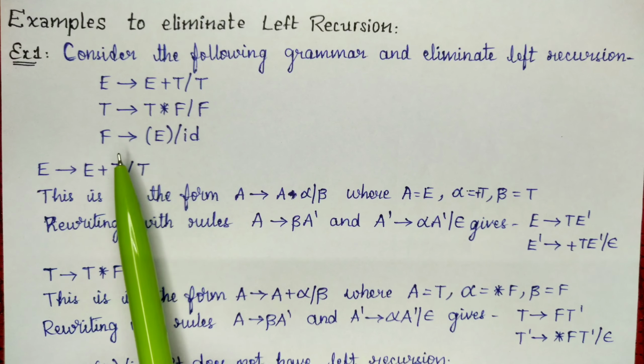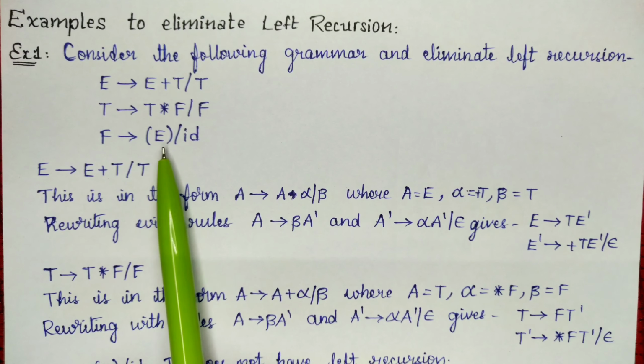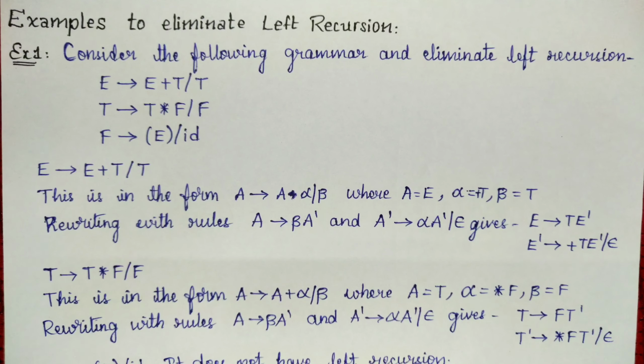And again consider the third production. F produces within the parenthesis E or ID. Here we have parenthesis. So the leftmost variable of RHS is not same with the variable of its LHS. So it doesn't have left recursion. So the productions we got from the given grammar after eliminating the left recursion are: E produces TE dash, E dash produces plus TE dash or epsilon, T produces FT dash, T dash produces into FT dash or epsilon, and F produces within the parenthesis E or ID.